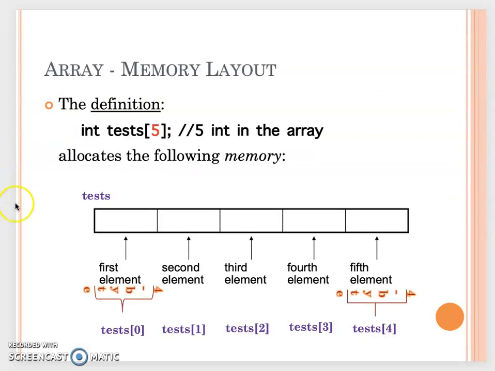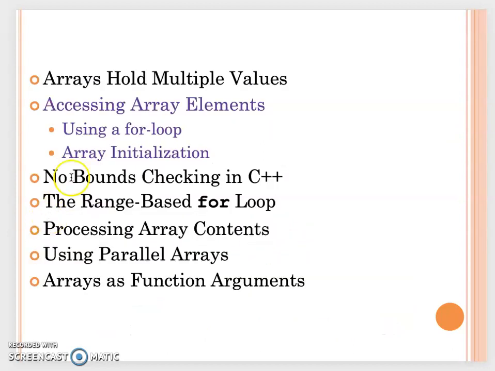Very good. So after we understand the array definition, we have the index to access array elements one by one. Next, let's see how we should access the array element. When using the array element, of course, we can use a for loop or array initialization. I will talk about that in the next video.